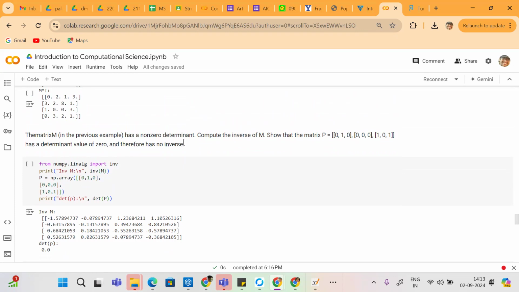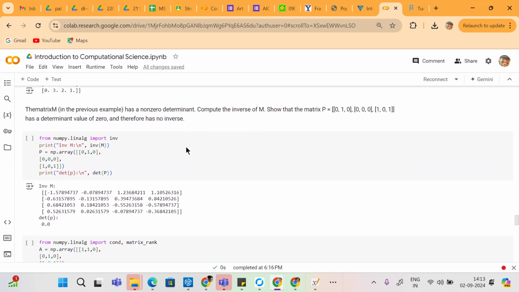Now, he is asking in the next example: the matrix M in your previous example had a non-zero determinant, so you can of course compute the inverse of M. Show that this other matrix has a determinant value of 0 and therefore has no inverse. So our job is to calculate the inverse of the matrix M. First of all, let us solve this, then we'll look into the other case.